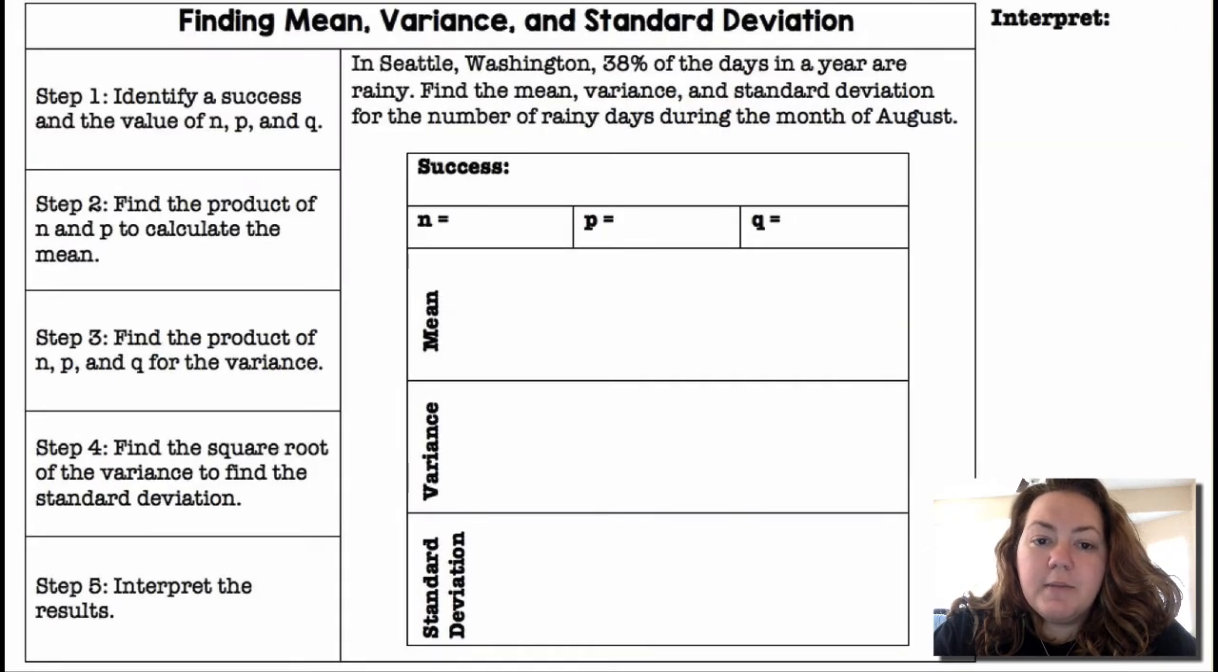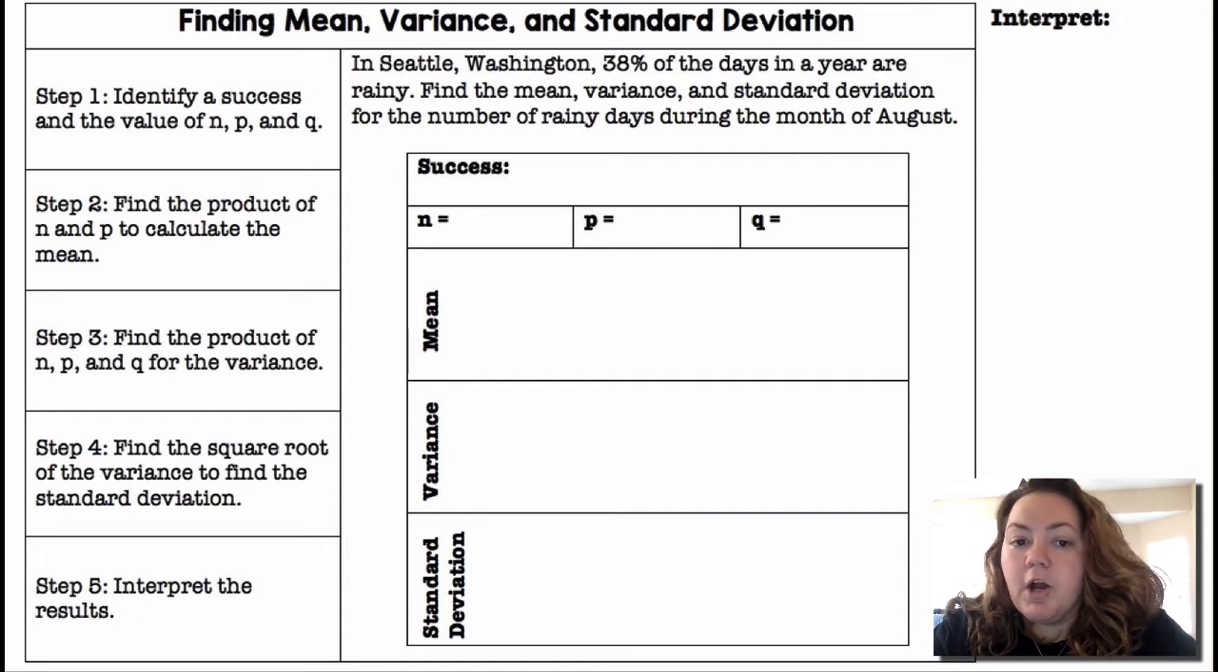Finding the mean, variance, and standard deviation. Our steps: first, identify a success and the values of n, p, and q. Find the product of n and p to calculate the mean. Find the product of n, p, and q to find the variance. Find the square root of the variance to find the standard deviation, and then interpret our results.